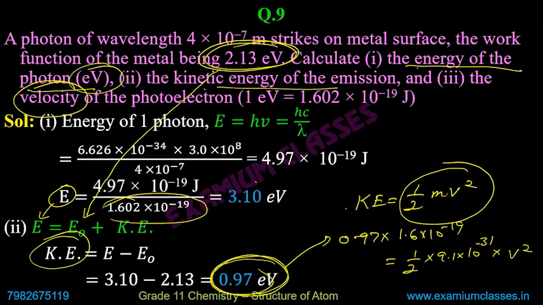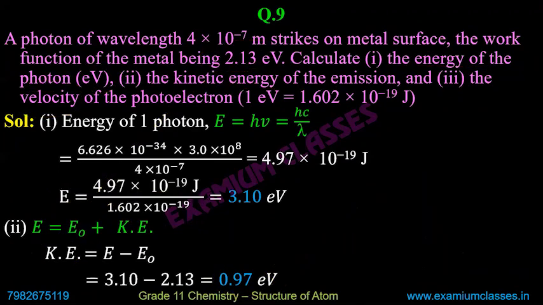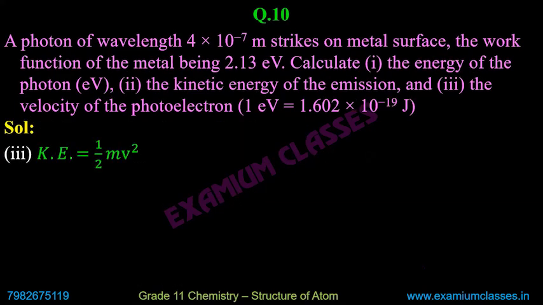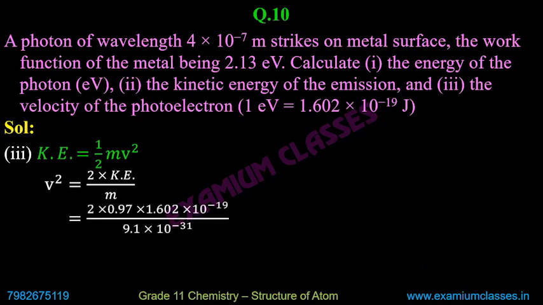In a few cases, some other particles might be given, and by mistake, don't use the mass of electron in that case. So the third part will be this one. You need to multiply 0.97 by 1.6 into 10 power minus 19, so that you have this kinetic energy in joules. That's why this factor has appeared here. This is a common mistake.